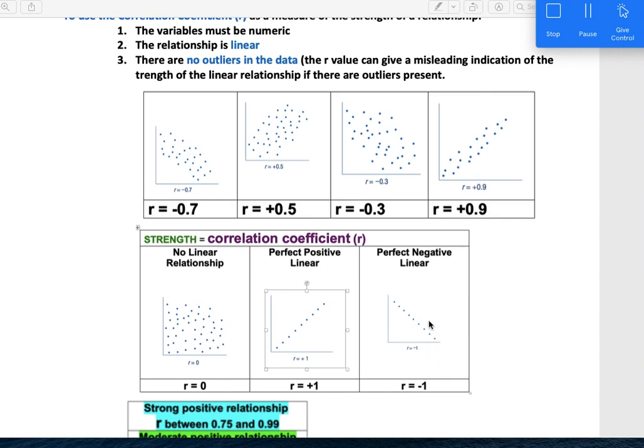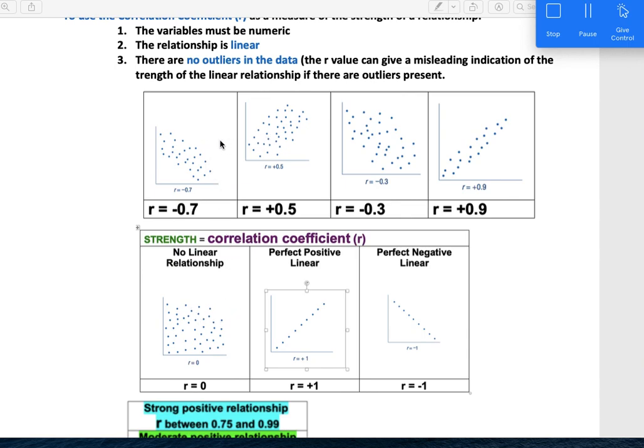Now, if you have a -1, so you can see down here, the -1 is a perfect negative relationship. So see how the lines are exactly in line. So it has a perfect formula rule for that one. And if you have a +1, it's a perfect positive relationship. And if you have a 0, because you'd be in between, that means you've got no relationship. So you see random, the dots are just everywhere.